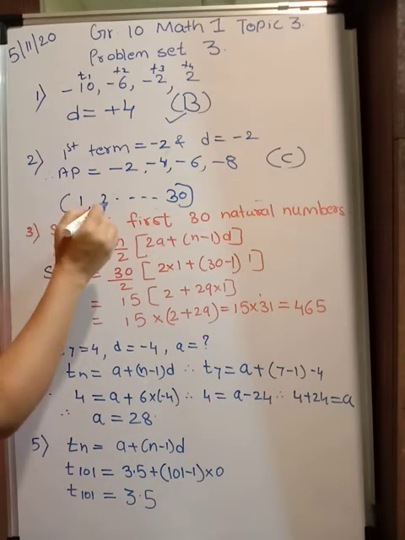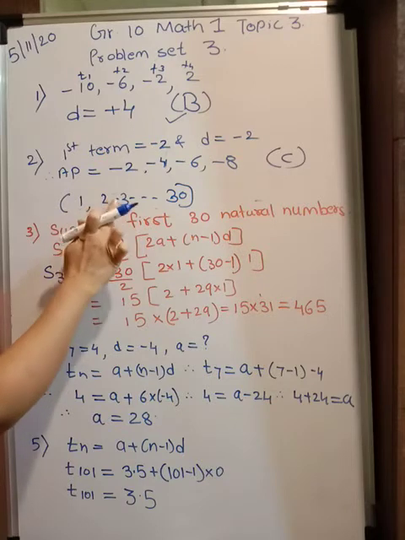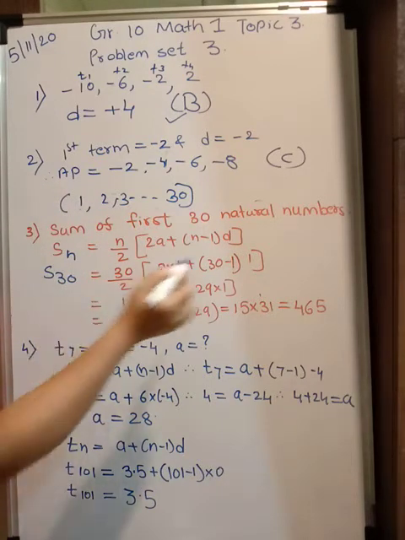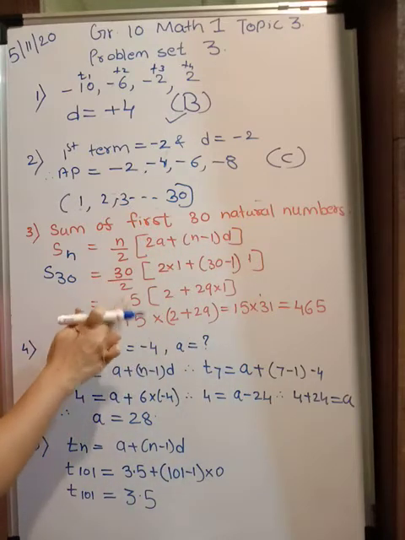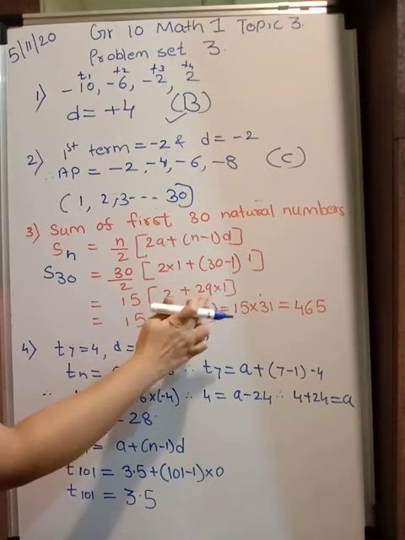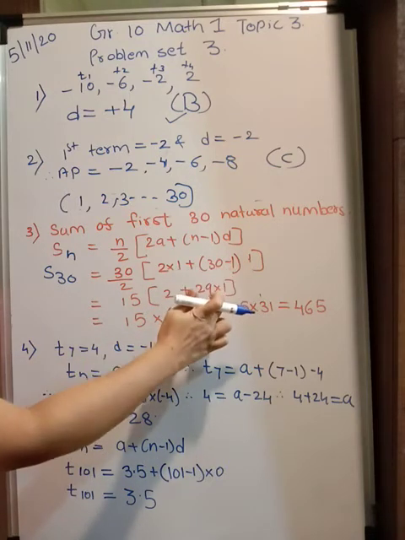First term is 1, second term is 2, third term is 3. So there is a difference of 1 between all the terms, and therefore the difference will be 1. So 30 upon 2 is 15, 2 into 1 is 2 plus 30 minus 1 is 29 into this 1.